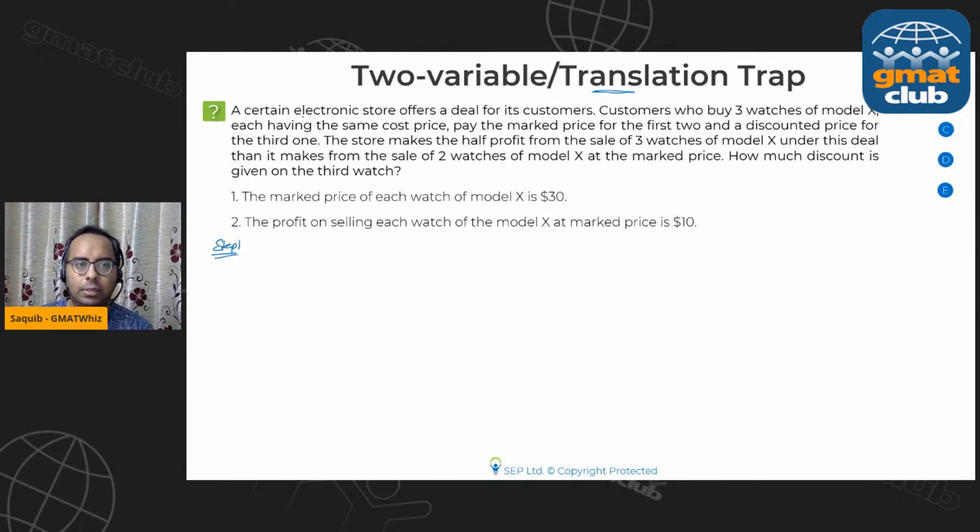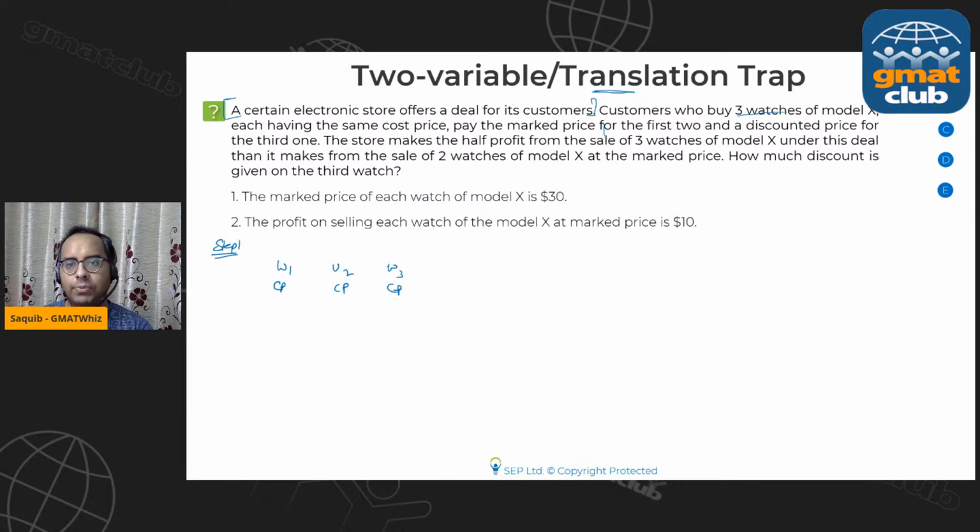So it's given that a certain electronic store offers a deal for its customers. Okay, so this information, there's literally no information here. A customer who buys 3 watches of model X, so watch 1, watch 2, watch 3 of model X, each having the same cost price. So I'll write CP, CP, CP. Okay, each having the same cost price.